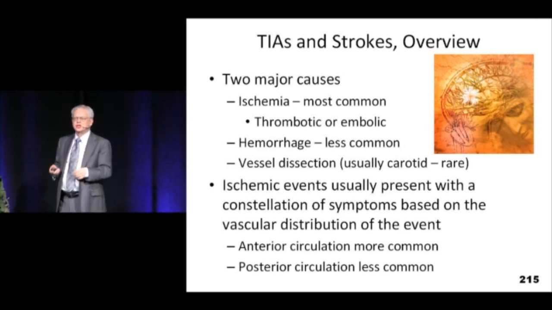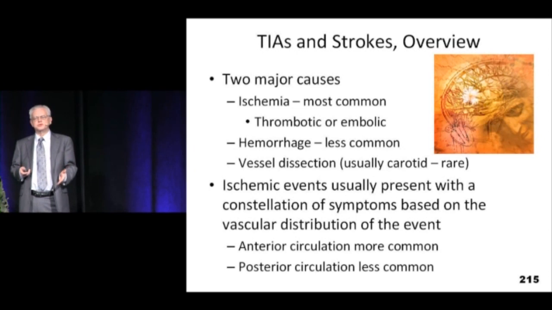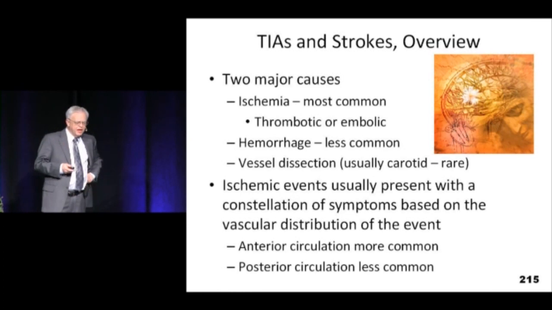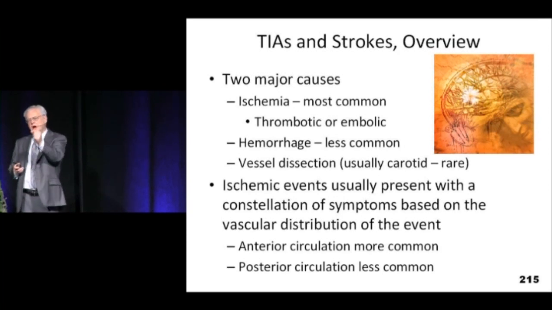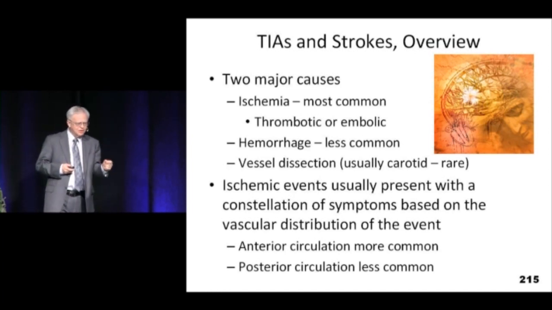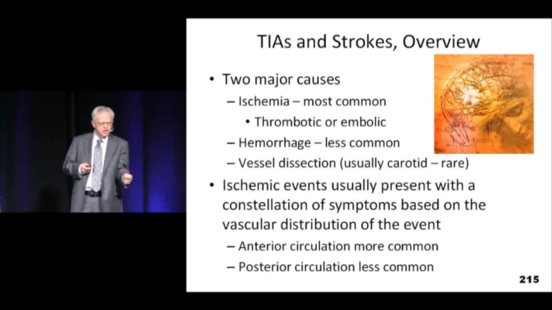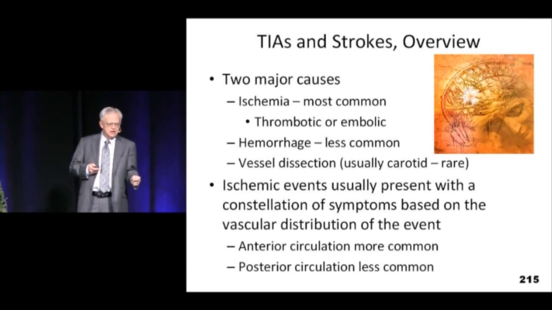Then the embolic is relatively rare except in certain groups. We'll talk about those. Most everybody else is thrombotic. Ischemic events usually present with a constellation of symptoms which tells us where the lesion is. Now, you know that of the 10 studies of TPA, non-TPA treatment, 2 of the 10 are positive. 8 of the 10 are negative. And those 2 which are positive deal with anterior circulation TIAs and strokes. Anterior circulation.